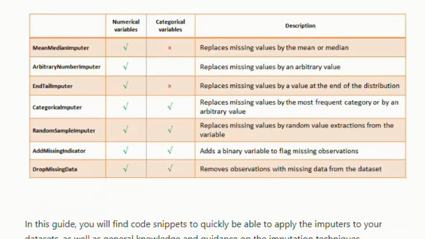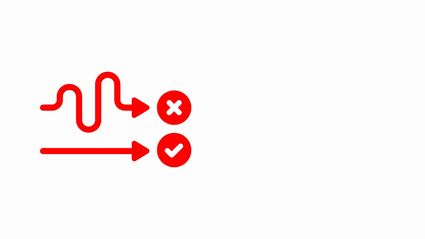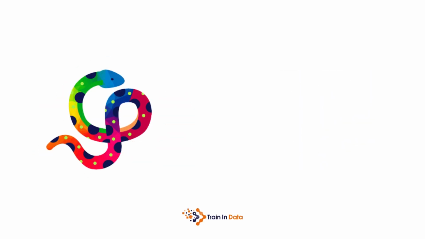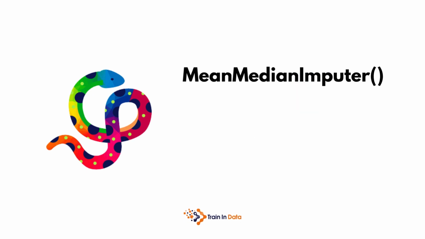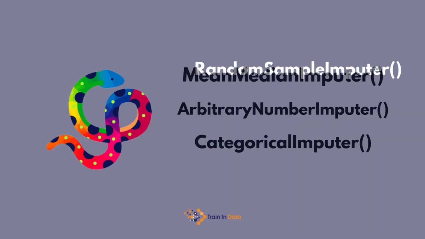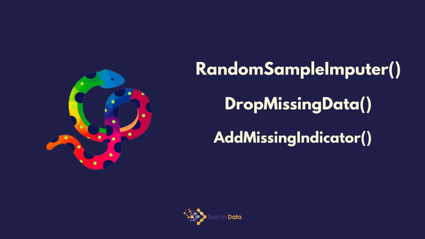Feature Engine has a module dedicated to the imputation of missing data. So it simplifies the process of handling missing data, which is a common challenge in most datasets. Feature Engine supports various imputation methods like imputation with the mean, the median, or the most frequent category, as well as imputation with arbitrary values, arbitrary strings for categories, imputation with random extractions of data, and it also has the option to drop observations with missing data and add missing indicators.